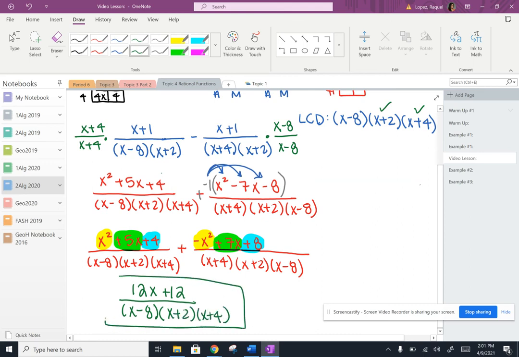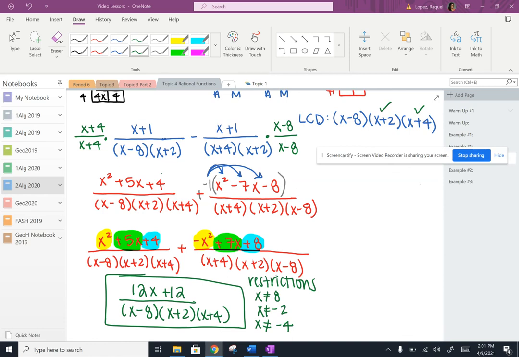So this is our final answer, and our restrictions are going to be that x can never equal positive 8, x can never equal negative 2, and x can never equal negative 4, because if you substitute any of those values in, your denominator will be 0, which will give you an error message in your calculator. We cannot have 0 as our denominator.